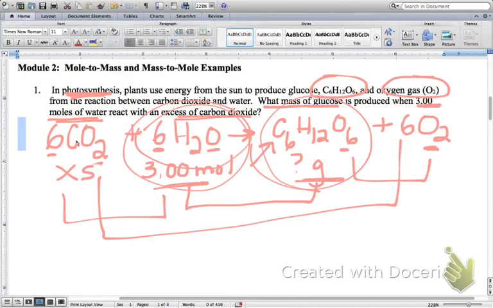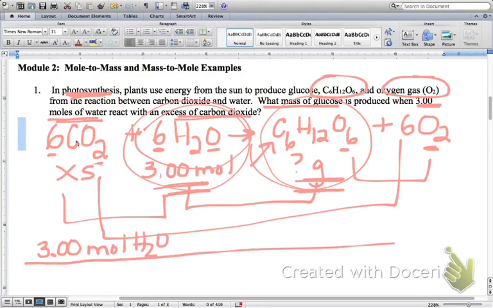We're going to convert moles of water first into moles of glucose. And once I convert moles of water into moles of glucose, then I can convert moles of glucose into grams using molar mass from the periodic table. We learned earlier this year, and we've used it several times, that to convert between grams and moles, we always use the molar mass from the periodic table. Okay? So, we're starting out here with 3.00 moles of water.